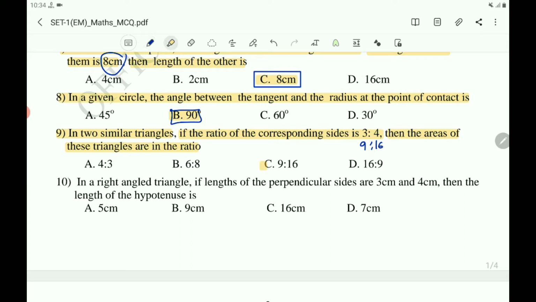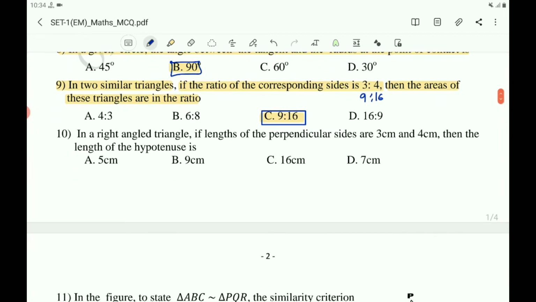Then what is the answer? Option C is the answer. If the sides are given, the areas will be their squares. Next you take question number 10.